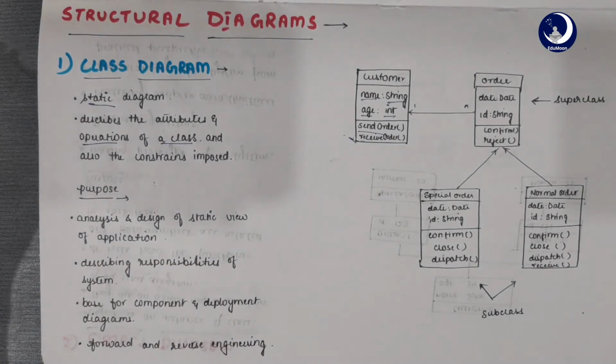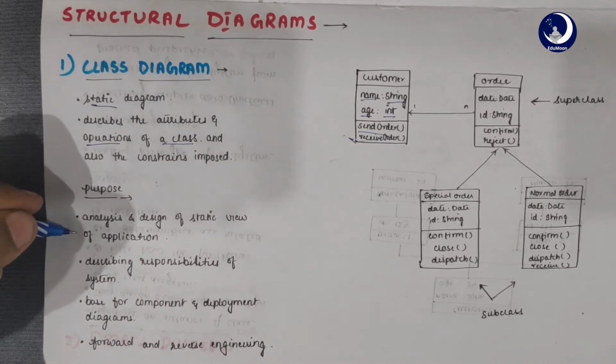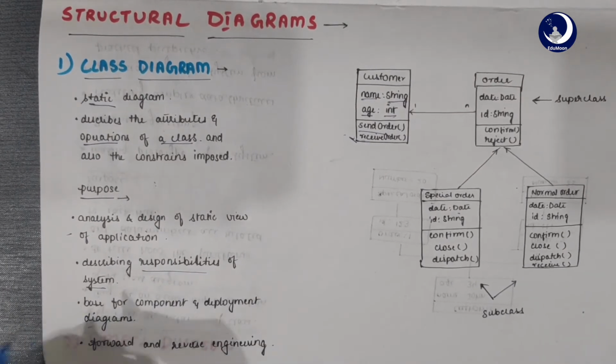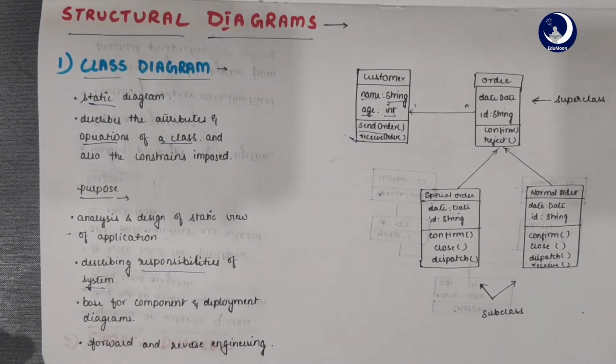The purpose of class diagrams are to make analysis and design of the static view of the application or the system which we are building. And also it is used to describe the responsibilities of the system. And using the class diagrams, we can provide a base for component and deployment diagrams. And class diagrams are also used for forward and reverse engineering. Forward engineering means to build an object based on the blueprint or the design schema. And reverse engineering means to predict the schema or blueprint based on the actual object.